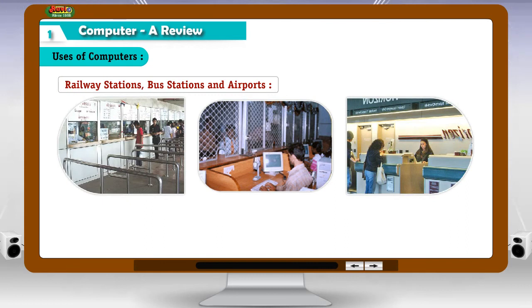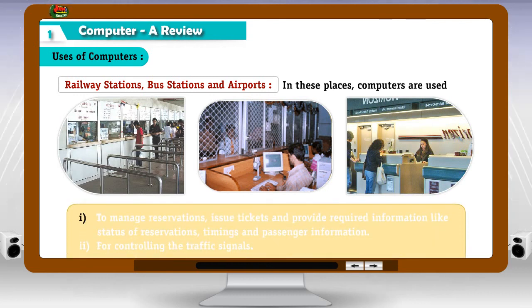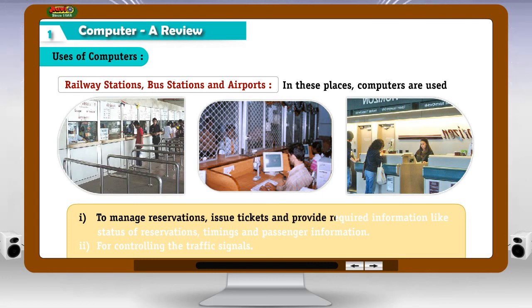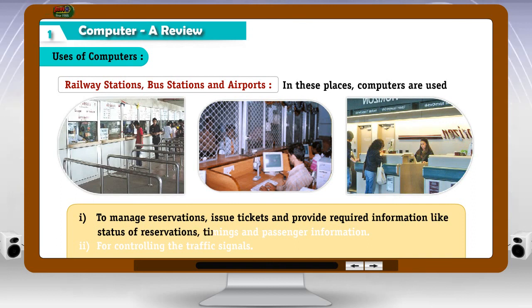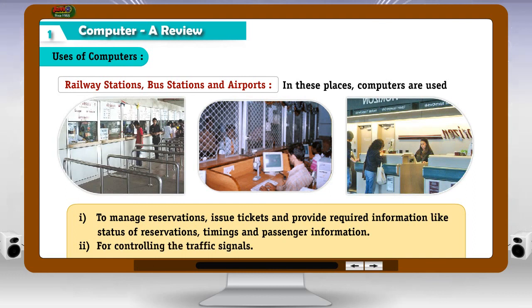Railway stations, bus stations, and airports. In these places, computers are used 1. To manage reservations, issue tickets, and provide required information like status of reservation, timings, and passenger information. 2. For controlling the traffic signals.